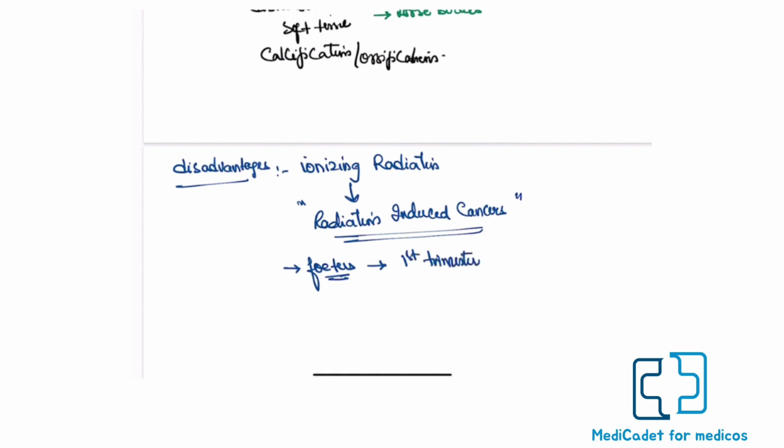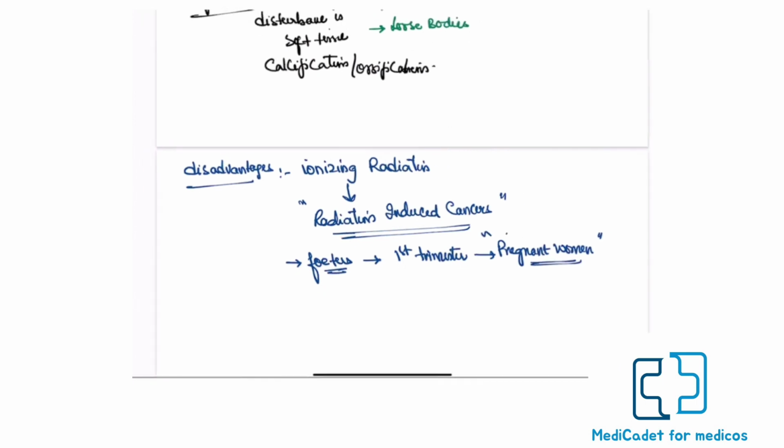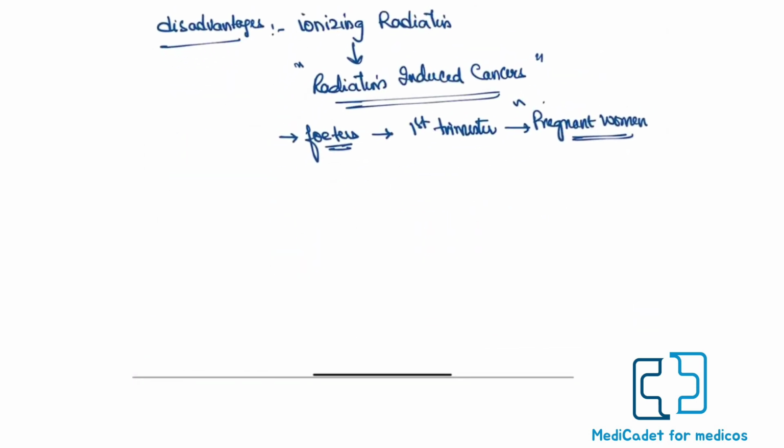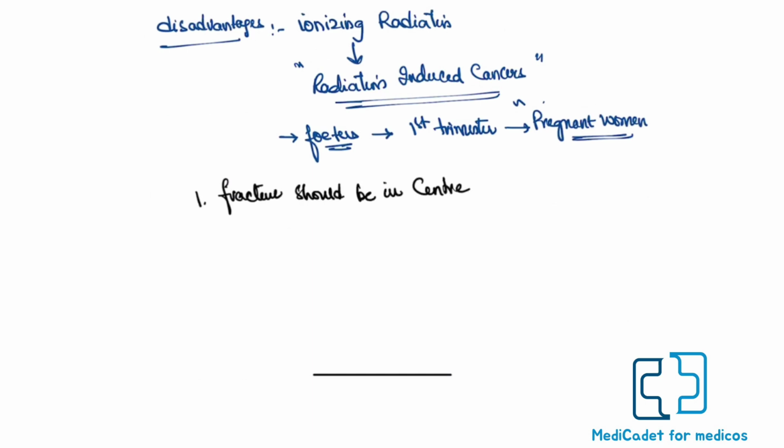So pregnant women should be warned about X-rays during the first trimester. So these are the various disadvantages of X-rays. And coming to rules, there are certain rules in X-rays that you have to remember. The first rule is that the fracture should be in the center of the X-ray. These rules are mainly for trauma.